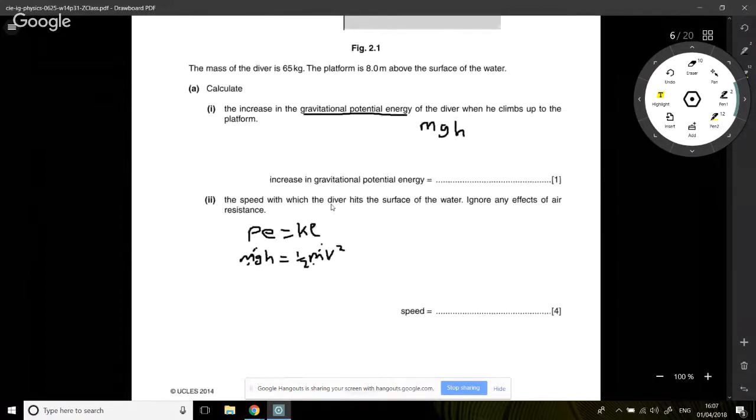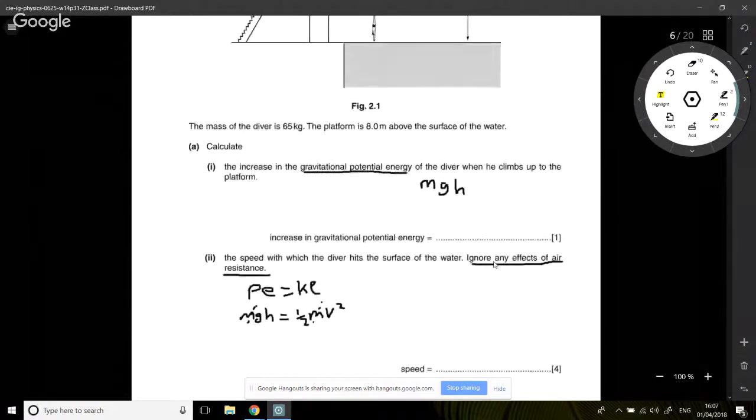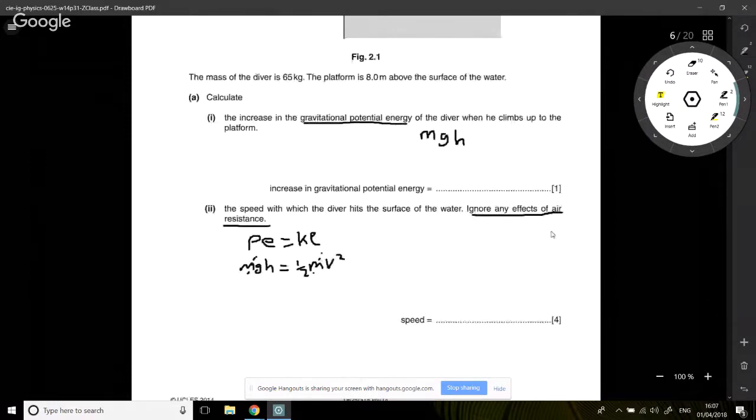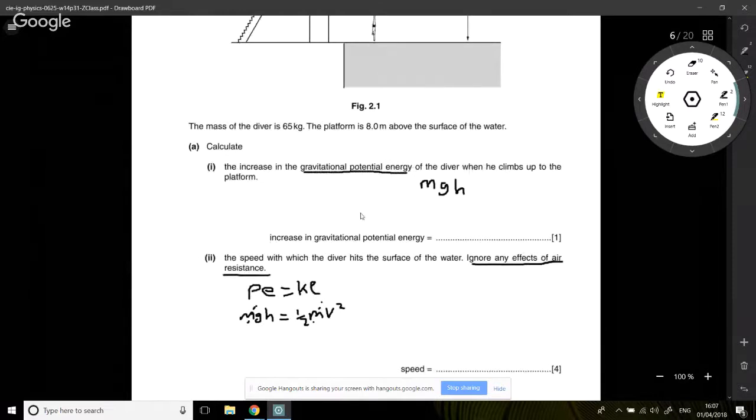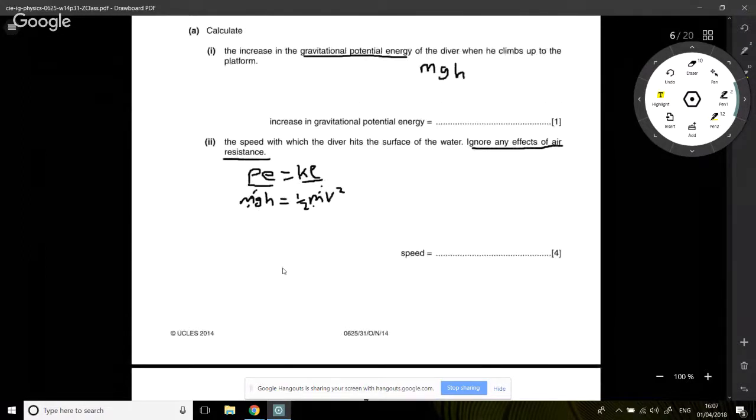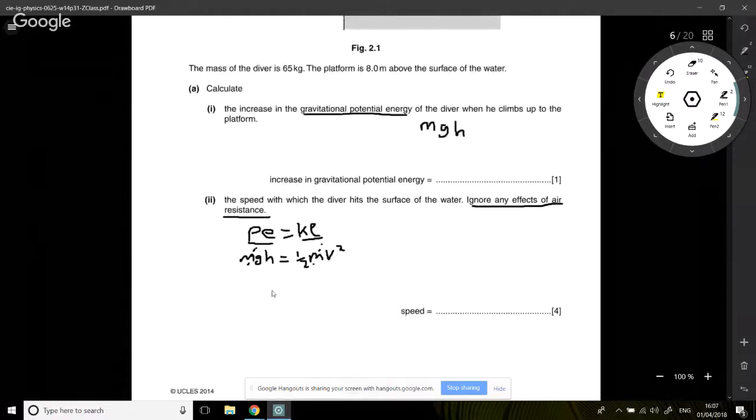Then we can calculate the speed. You're asked to calculate the speed at which the diver hits the surface of the water, ignoring any effects of air resistance, as this would decrease the energy and be harder to calculate. Basically, we just equate the gravitational potential energy here to the kinetic energy, and we can just stick this into these equations. We've already actually calculated this in the previous question, so we can just equate it to this.